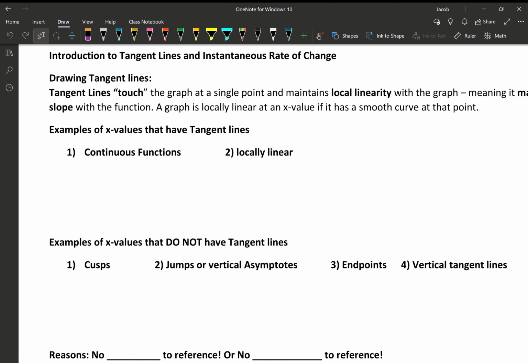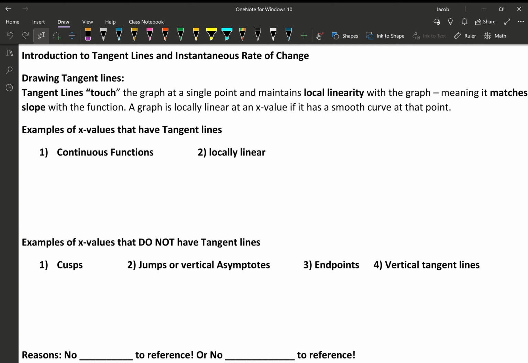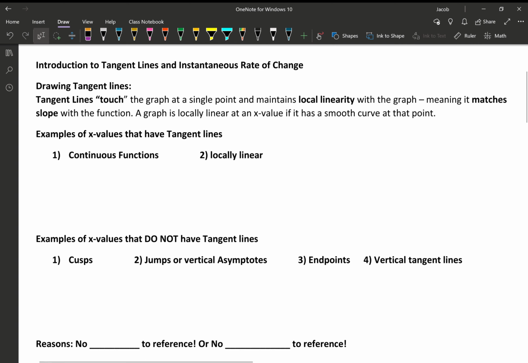Firstly, tangent lines touch the graph at a single point. Tangent actually means to touch, and more specifically, those tangent lines maintain local linearity with the graph, so it matches the slope of the function. So you should think, is there a slope to reference? And that's how you're referring to local linearity. And a graph will be locally linear if it has a smooth curve at that point.